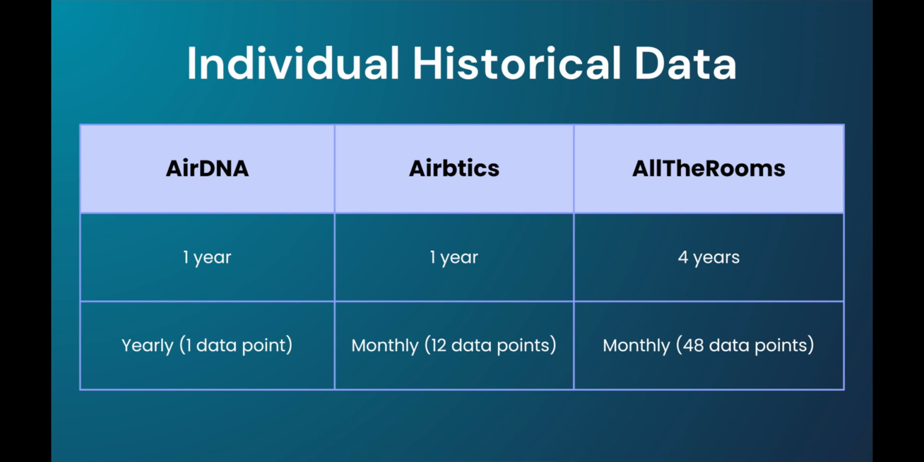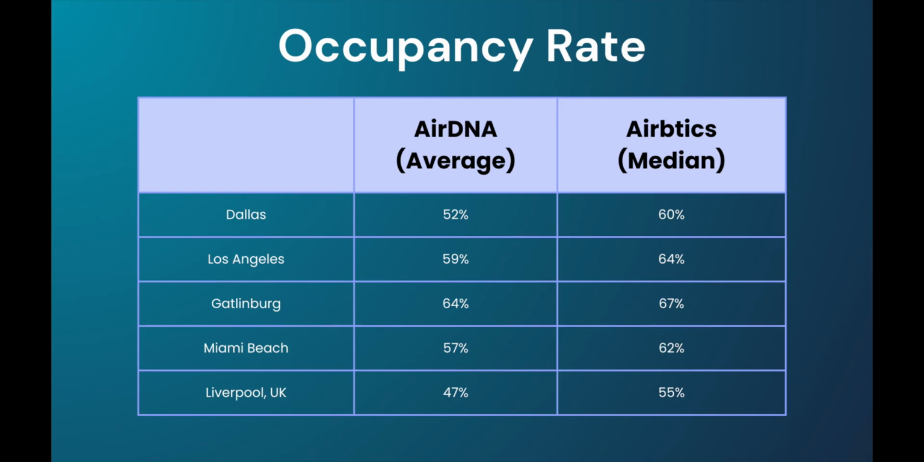Top properties, this is the data to identify what type of listings do well in a specific neighborhood, and all of these providers provide this data. Finally, the data accuracy. For most, it's good to know that different companies use slightly different measurements. AirDNA and AllTheRooms use average occupancy rate and average daily rate, and Airbtics uses median occupancy and median daily rate.